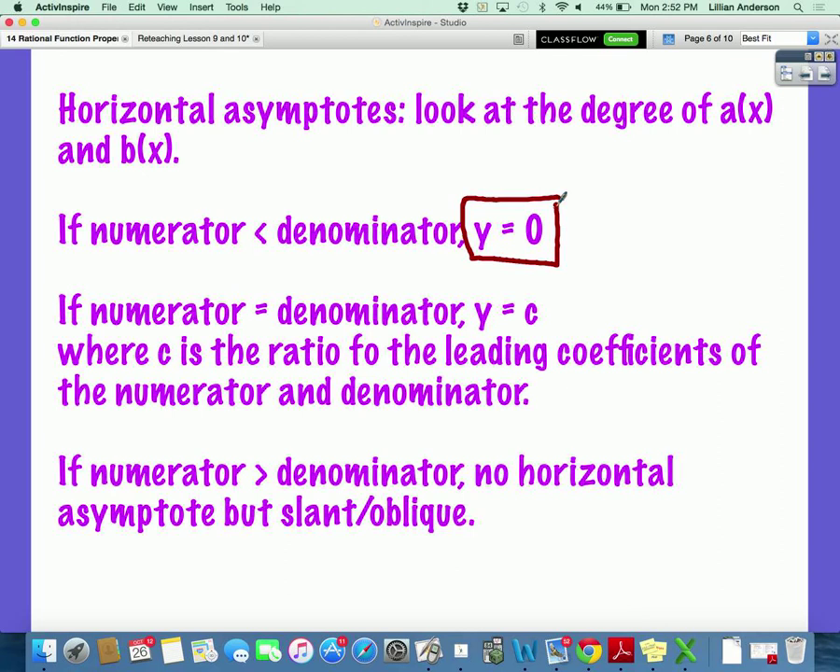However, if the degree of your numerator is equal to the degree of your denominator, the horizontal asymptote is y equals c, c being the ratio of the leading coefficients of the numerator and the denominator.